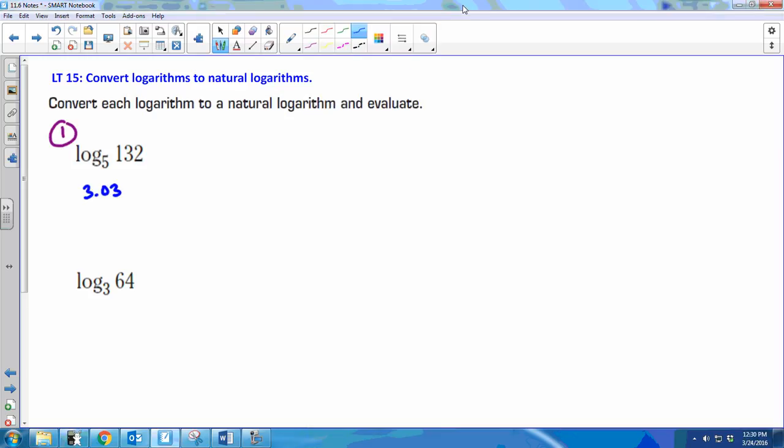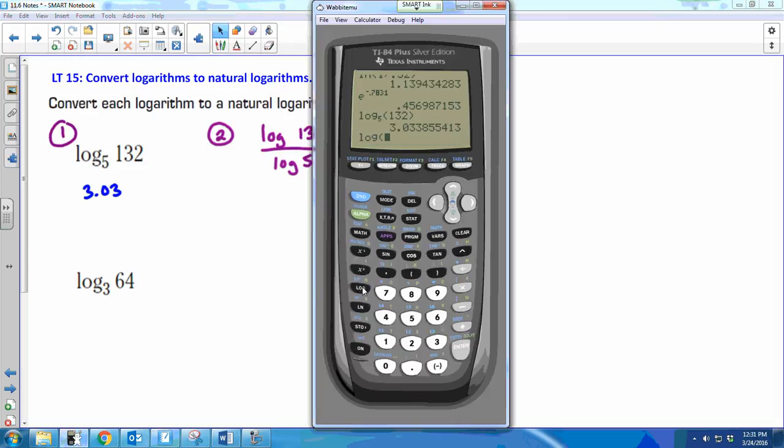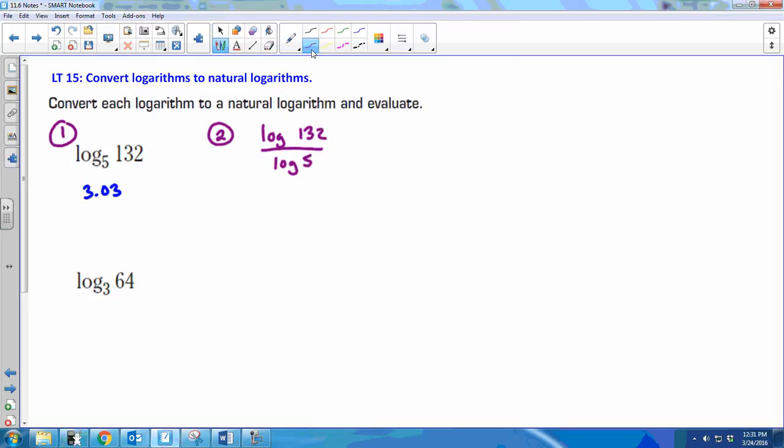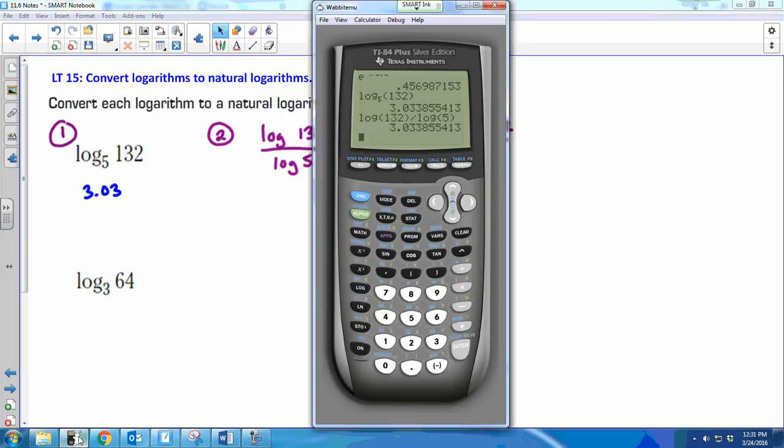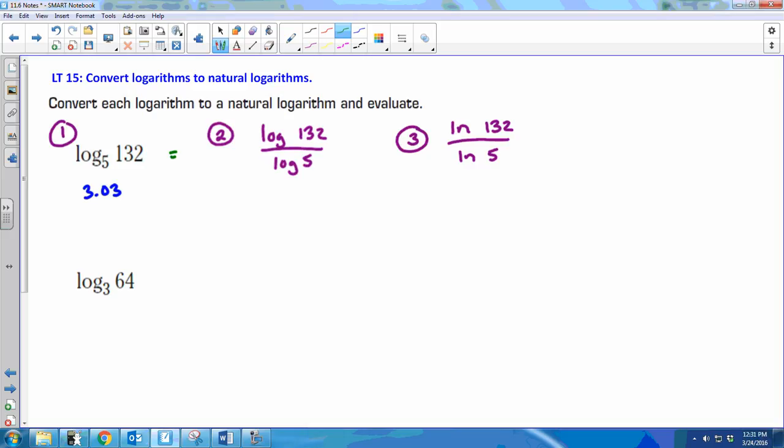Or you could use the change of base formula like we did yesterday. So log of 132 divided by the log of 5, which is also 3.03. They're saying to use natural logs, though, so the change of base formula also works for natural logs. So I could also write the natural log of 132 divided by the natural log of 5. Anybody want to guess what that one is? So they're all equivalent. All of these are equal to each other.